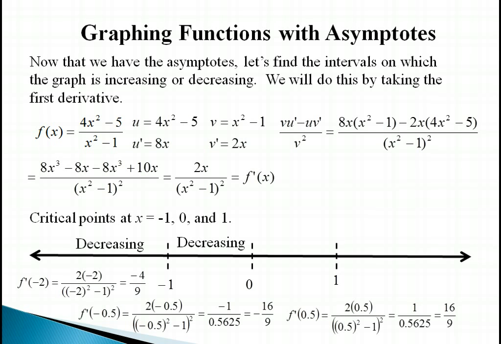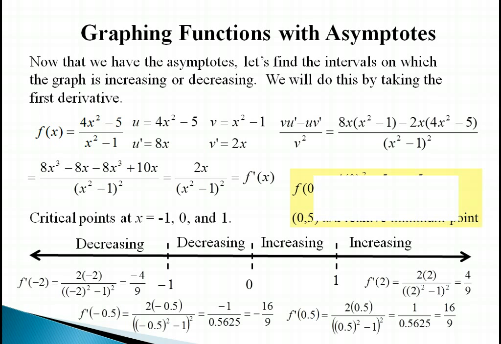Between 0 and 1, we want to test a point, so I chose 1/2, and I got out positive 16/9, which tells me that the graph is increasing on that interval. We have one more interval to check, and I chose to put 2 into that derivative function, and I got out positive 4/9, which means that the graph is increasing from 1 to positive infinity. Now at negative 1 and 1 they're asymptotes, but at 0 it's not. So that means that 0 must be a minimum point, because the graph is going from decreasing to increasing.